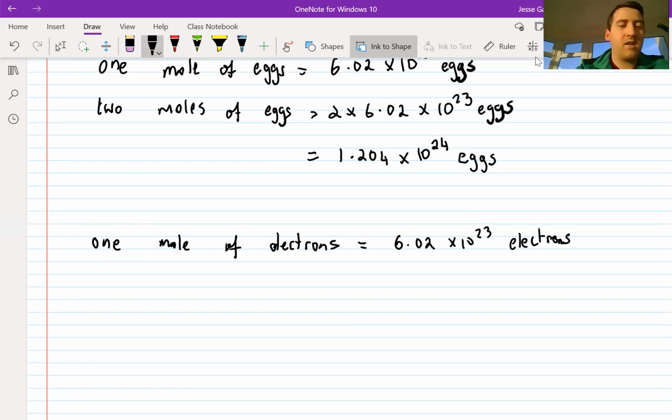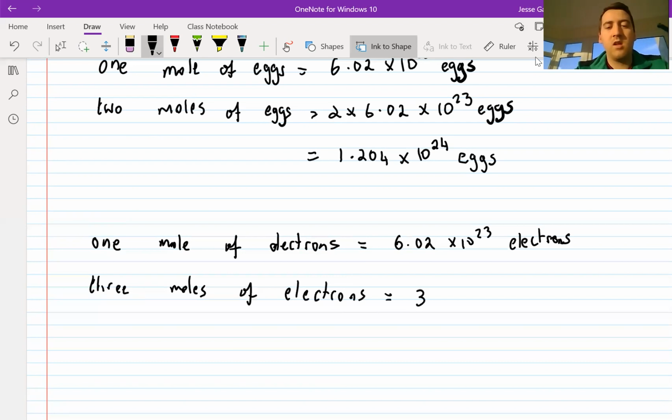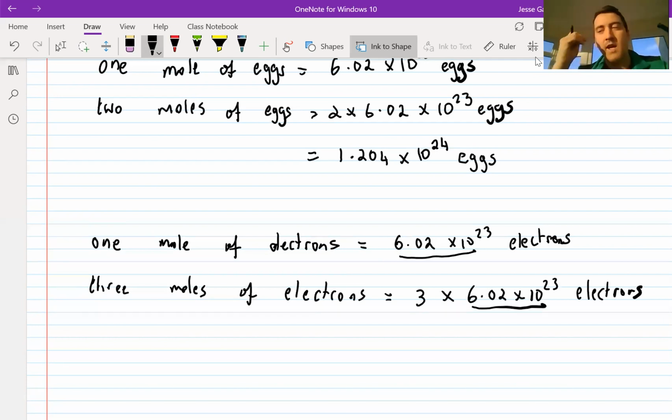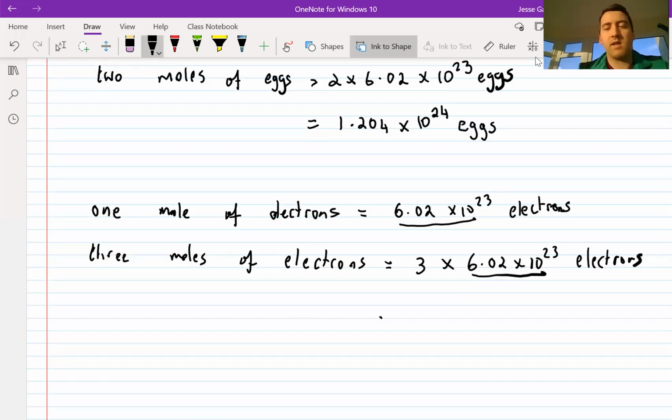What about if I had 3 moles of electrons? How many would I have then? Well, I would have 3 times 6.02 by 10 to the 23 electrons, because remember, this was 1 mole. And if I have 3 of them, then I take my 1 mole and multiply it by 3. Easy peasy, right? Okay, so let's do that on a calculator. Pause the video, get your answer on the calculator now, please.